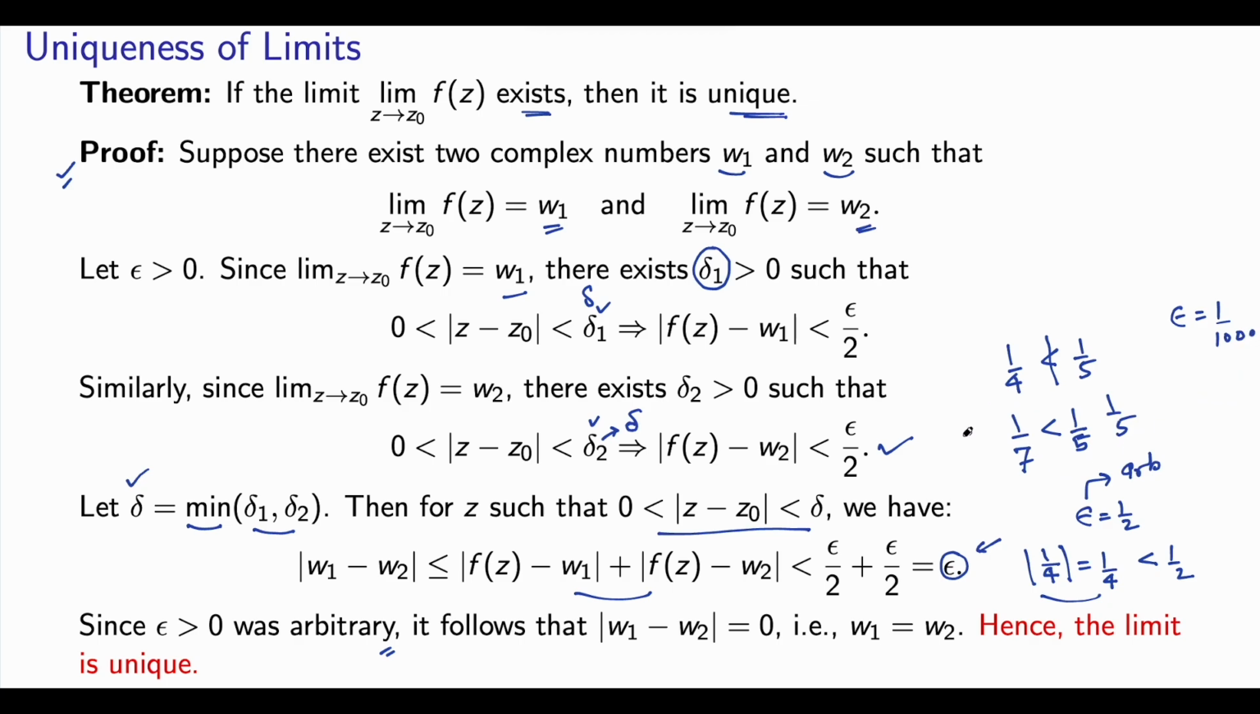So what is the possible value of this fellow? This fellow should only be 0, which works for all epsilon. Since epsilon is arbitrary, it follows that this difference modulus is going to be only 0, which implies that w1 minus w2 equal to 0, which implies w1 equal to w2. Hence the limit is unique, right? This is a very important result.